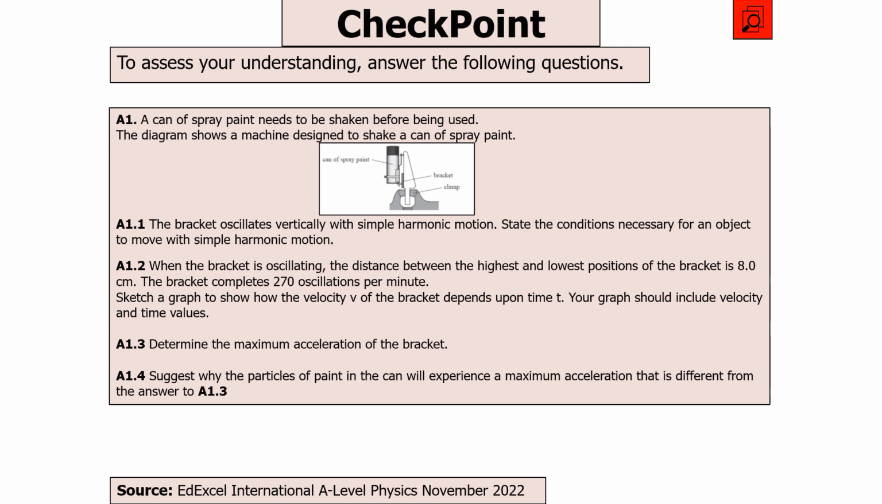The next question says, a can of spray paint needs to be shaken before being used. The diagram shows a machine designed to shake a can of spray paint. The bracket oscillates vertically with simple harmonic motion. State the conditions necessary for an object to move with simple harmonic motion.